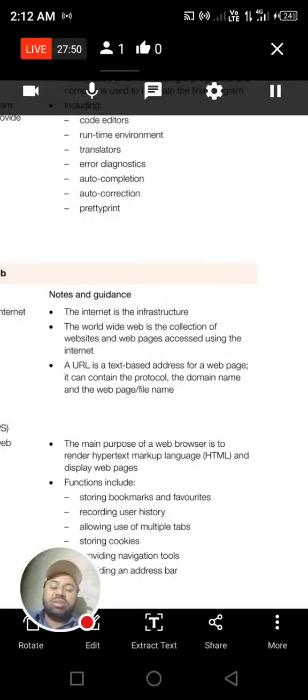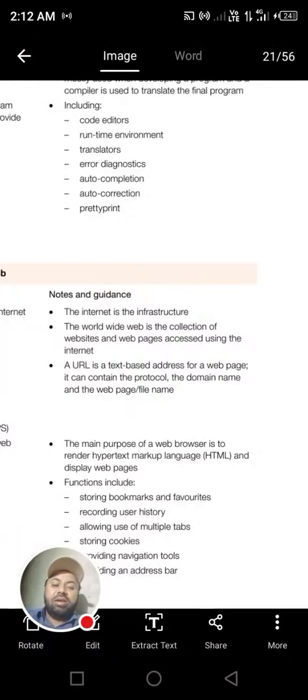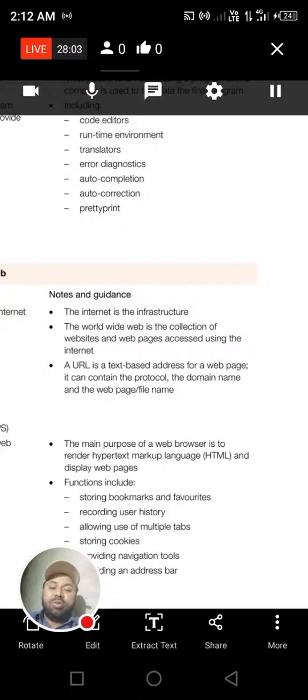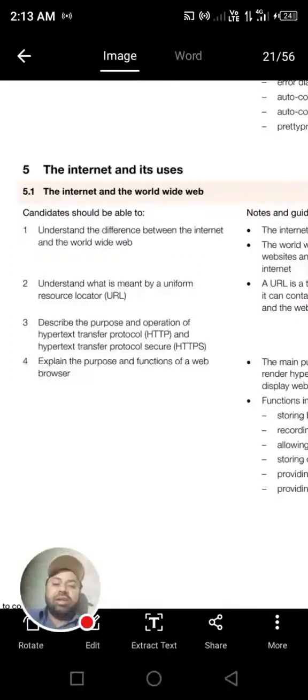A URL, Uniform Resource Locator, is a text-based address for a web page. It can contain the protocol, the domain name, and the web page or file name. A protocol is a set of rules. Then the domain name, and then the web page or file name, for example www dot name dot com. This is a URL to find any address. Understand what is meant by a uniform resource locator.